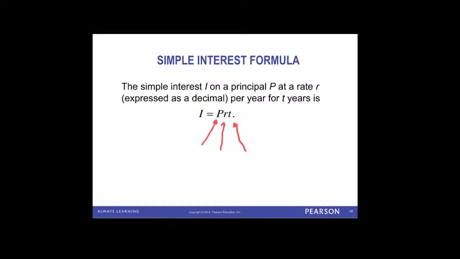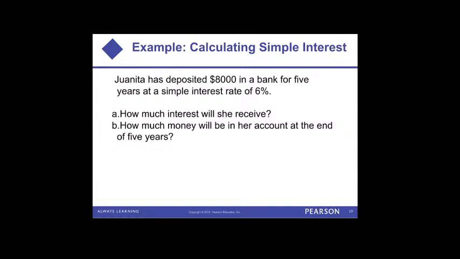So in this example, Juanita has deposited $8,000 in a bank for 5 years at a simple interest rate of 6%. How much interest will she receive, and how much money will be in her account at the end of the 5 years? So for part A, how much interest? The simple interest I equals PRT, right? That's how I remember that.